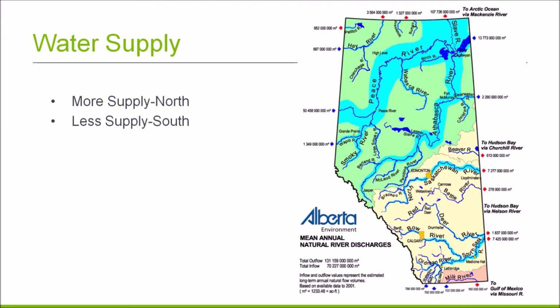Now let's talk about water supply. On the right hand side of the slide, I have a map of Alberta with all of the major rivers, and what we are showing here is a buffer zone around all the rivers, and these buffers are based on the mean annual flow of that particular river. Now the takeaway from this slide is all the northern rivers have more flow compared to the southern rivers. So that implies we have more water supply in the north and less water supply in the south.